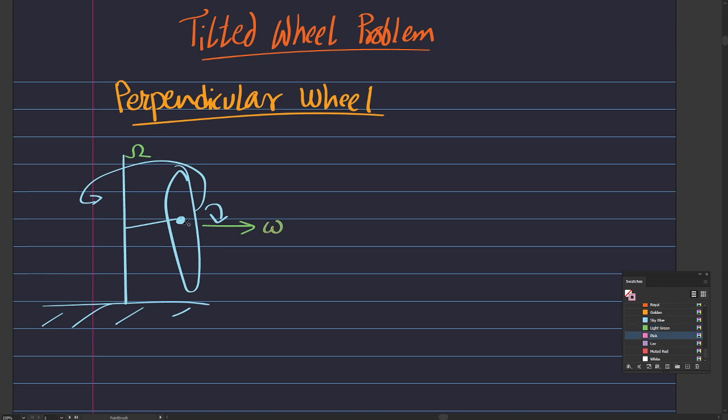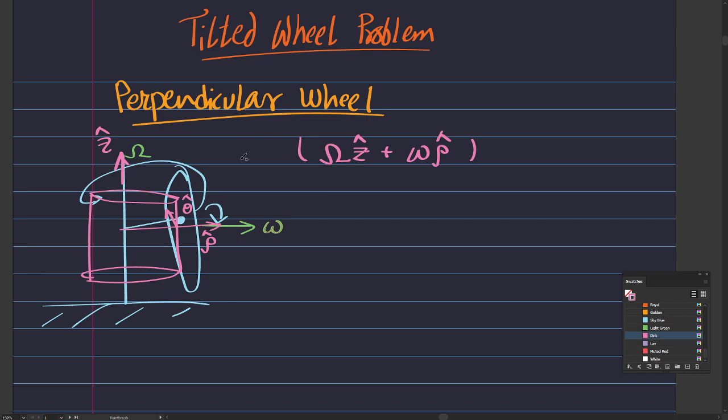So how do we set up this problem? We take cylindrical polar coordinates, which look like this: this is the rho direction, this is the theta direction, and this is the k direction. So the total angular velocity becomes omega z vector plus omega rho vector. Now this is a quantity which moves at an instantaneous rate. This is an ever-changing quantity because theta is a function of time, but z is not.